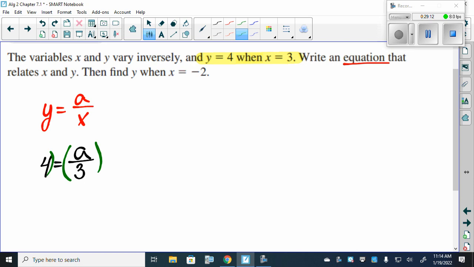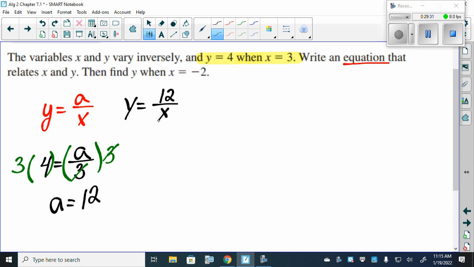by multiplying both sides by what? 3. Because here the 3 and 3 would cancel, telling me a is equal to 12. Therefore, the equation is y is equal to what? 12 divided by x. So that is the inverse variation for this here, the equation that's relating x and y.